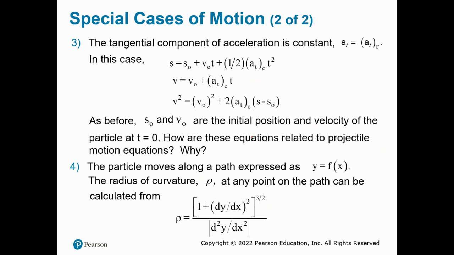If the tangent component of the acceleration is constant, you have a_t equals a_t constant. And this goes back to our master equation that we looked at for the past several videos. For constant acceleration, we can plug into these three equations relating acceleration, velocity, distance, etc. And if the particle is moving on a path expressed as y equals f of x, the radius of curvature rho at any point can be defined using this equation at the bottom.